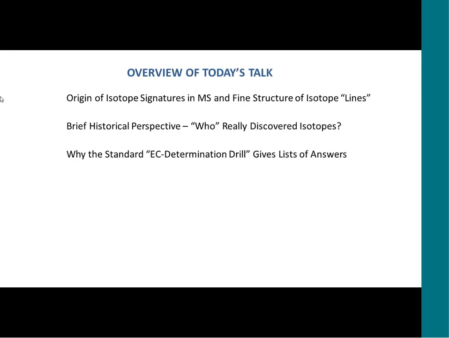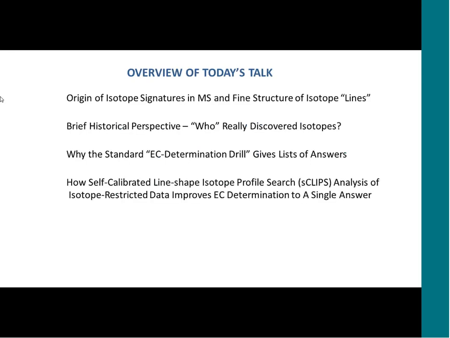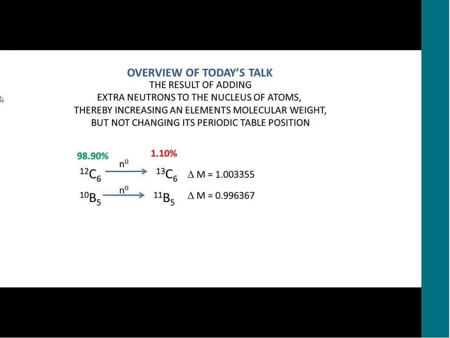Then we'll move on to the technical part of the talk. Why does the standard elemental composition determination drill, as I like to call it, why does it give a list of answers? And how can S-CLIPS analysis of isotope-restricted data improve elemental composition determination to a single answer? It's pretty interesting.